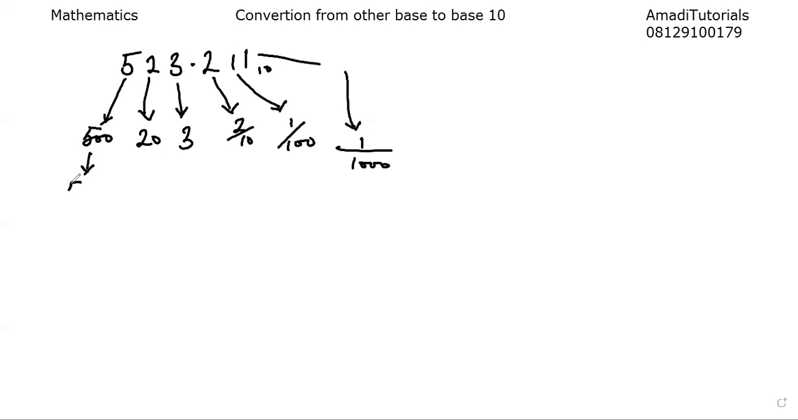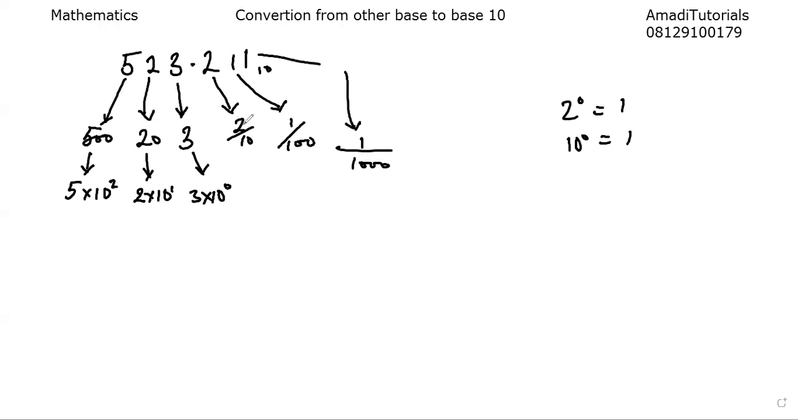this will be the same as 5 times 10 raised to the power of 2. Of course, 10 raised to the power of 2 is 100, times 5 will give you that. This one can be written as 2 times 10 raised to the power of 1. And this one as 3 times 10 raised to the power of 0. Anything raised to the power of 0 is 1. 10 raised to the power of 0 is 1.